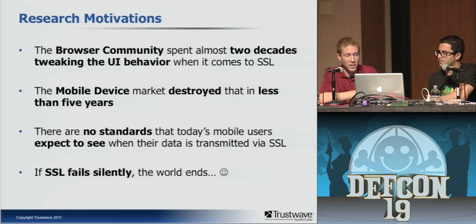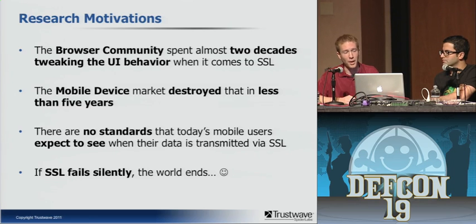So the browser community has now spent almost 2 decades tweaking their UI behavior when it comes to SSL. Originally you had locks, padlocks in the corners, and you've had padlocks move up next to the URL bar. You've had yellow, you've had green, you've had just white. You've had green locks that actually don't represent EV security. The point is that there is always presentation, even if that presentation has been changing. So there's ways for you to both look at and validate what you're seeing.